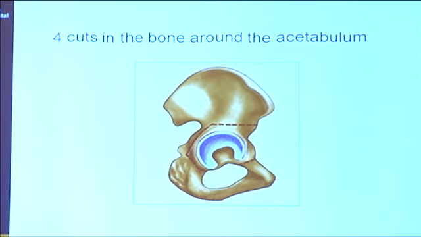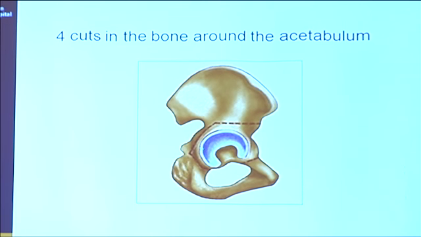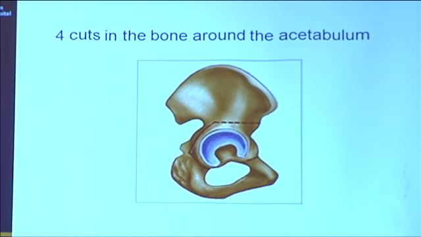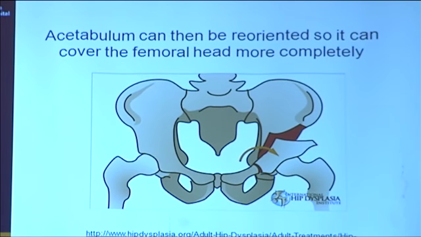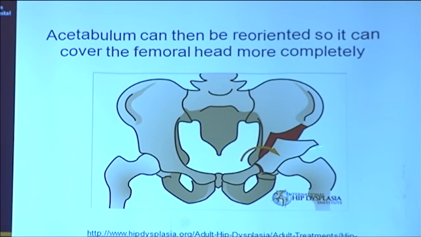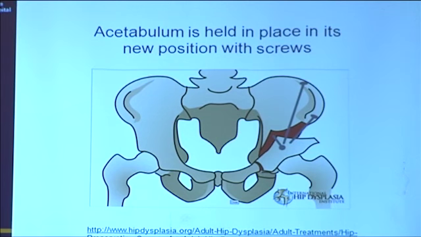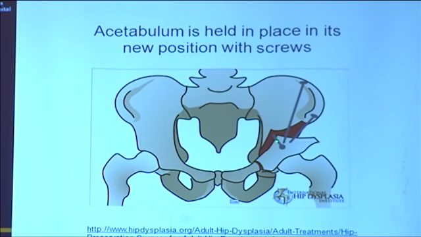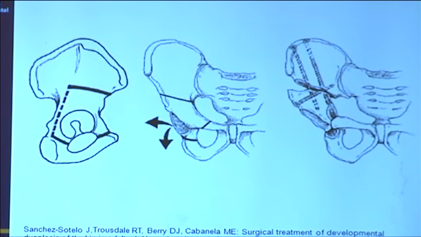So in the PAO, 4 cuts are made in the bone around the acetabulum. Once again, this is your hip socket, and these are the 4 cuts that are made in the bone. The acetabulum is then reoriented so that it can cover the femoral head more completely. It is then held in place in its new position with screws. There is some variation in terms of screw placement, so sometimes you won't see this screw here and you just see the vertical screws.